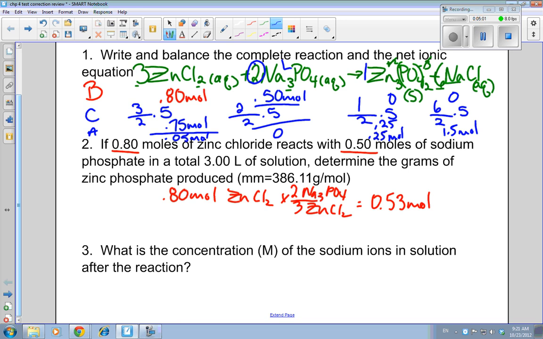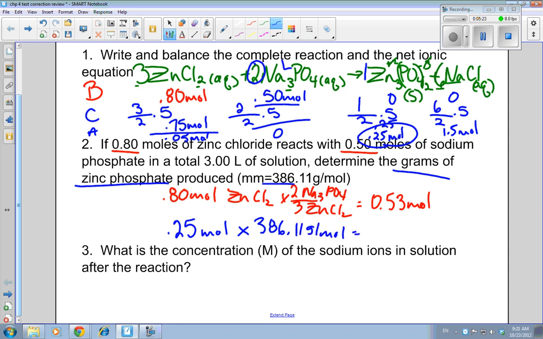So if I look at the question, it asks me to determine the grams of zinc phosphate. Well, I have 0.25 moles of zinc phosphate, so now it's a real simple calculation. 0.25 moles of the zinc phosphate, and I've given you the molar mass, 386.11. So we would just work that out. We have 96.5 grams.